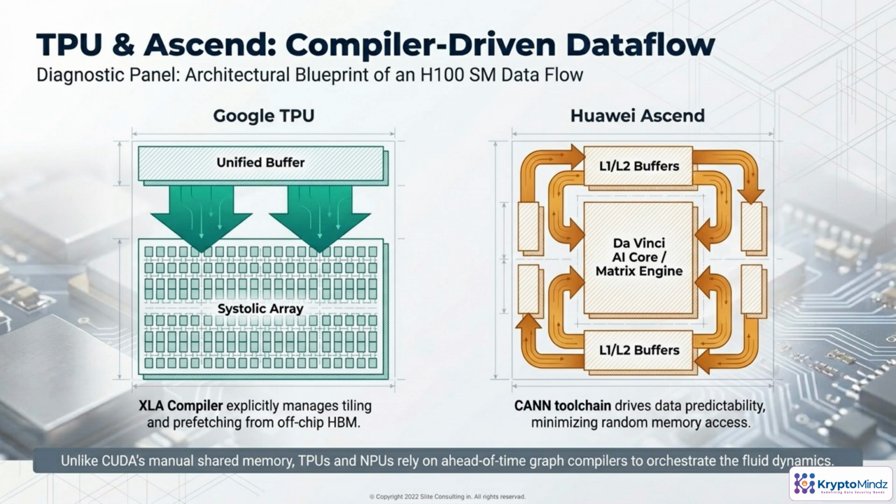TPUs and Ascend NPUs push more responsibility onto the compiler to choreograph data movement. Instead of manually managing shared memory like on CUDA, XLA and the Ascend toolchain decide how tensors are tiled, buffered, and prefetched. Their job is to stream data through matrix engines in a very regular pattern and avoid random accesses. This is excellent for large static graphs, but less flexible when your model has lots of dynamic shapes or control flow.